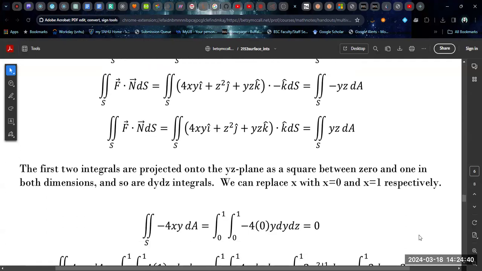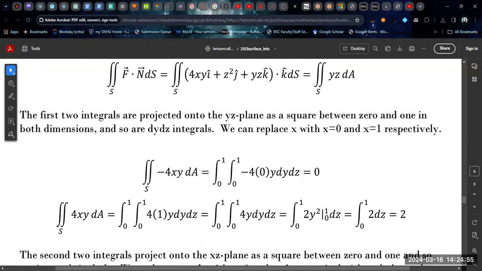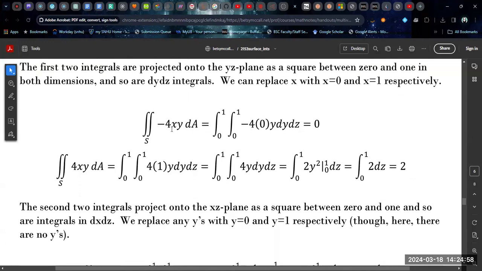Now, the first 2 integrals are projected onto the yz plane as a square between 0 and 1 in both dimensions, so they're dy dz integrals, and we can replace x with 0 and x with 1 respectively. So this integral will go from 0 to 1. X is 0 though, so that gives us 0. But in the second one, we're going from 0 to 1, but x is 1. And so we don't get 0, we end up with 2.